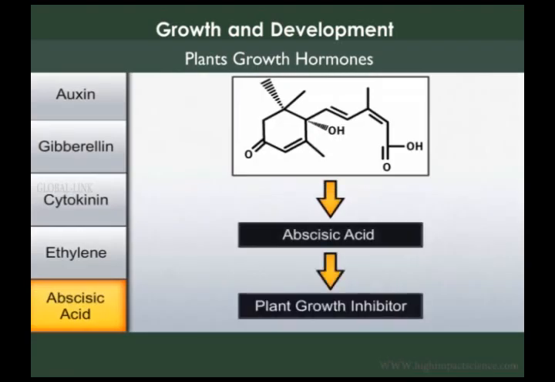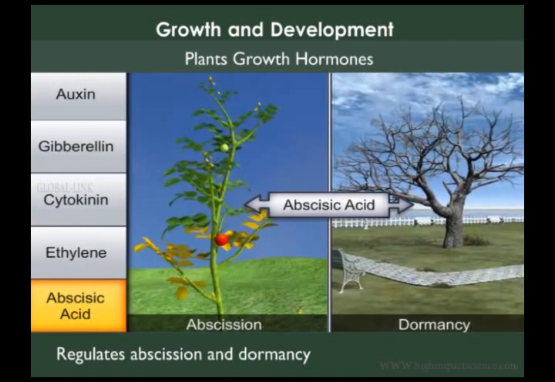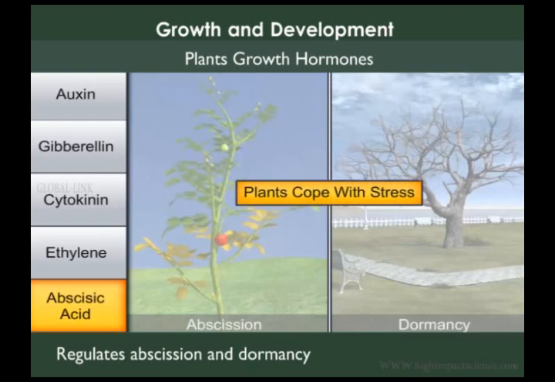Abscisic acid is a plant growth inhibitor that regulates abscission and dormancy in plants. It helps plants to cope with stress and is hence known as a stress hormone.